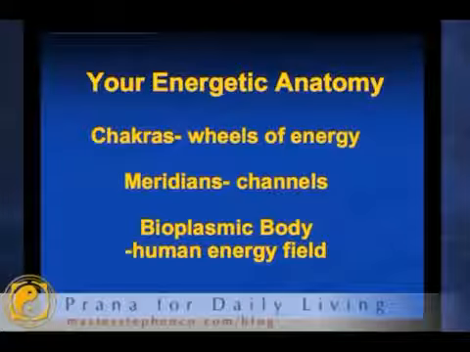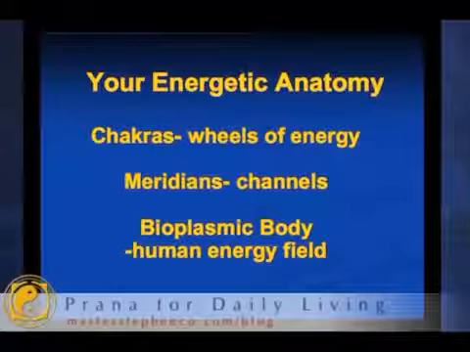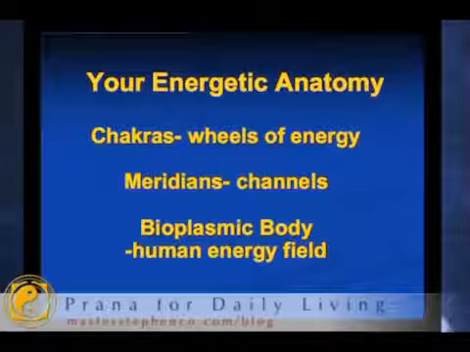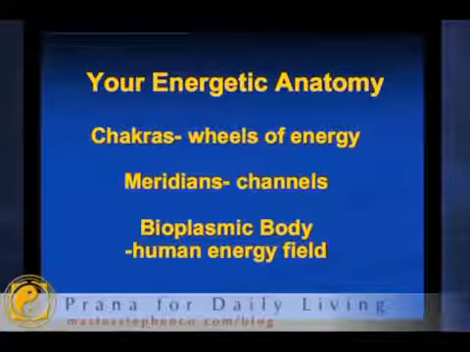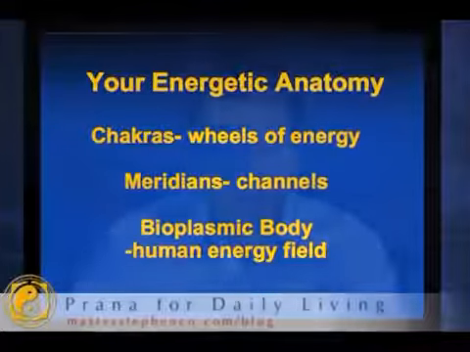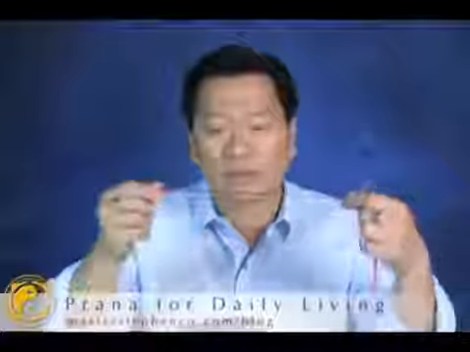energetic anatomy. So the energetic anatomy, if you look at this chart very quickly, consists of the chakras, which are wheels of energy. You have the meridians, which are the energy channels, and the bioplasmic body, or what is called the aura. So just to give you an idea, a lot of you who might have studied electronics know this already, so I'll just use this as a quick example.